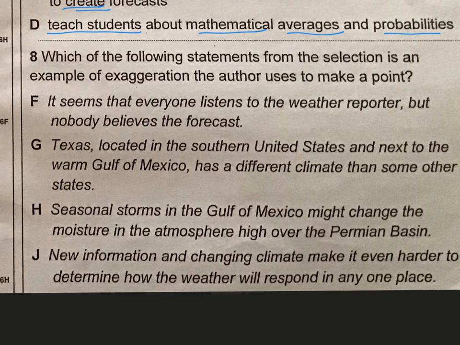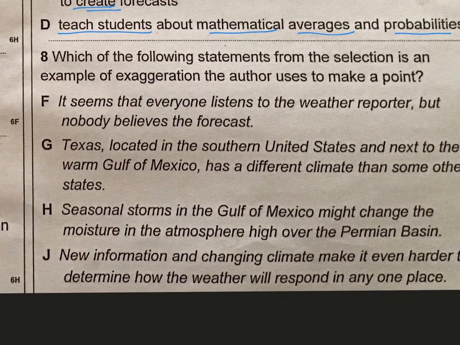Let's look at question number 8. Which of the following statements from the selection is an example of exaggeration the author uses to make a point? Guys, this is our hyperbole. It's an extreme exaggeration in order to make a point. Like me saying, I've told you 1,000 times to do something. I haven't really said it 1,000 times. I'm just trying to make a point. So read through and see which of those is a little over the top. Which one is an exaggeration that the author uses to make the point?